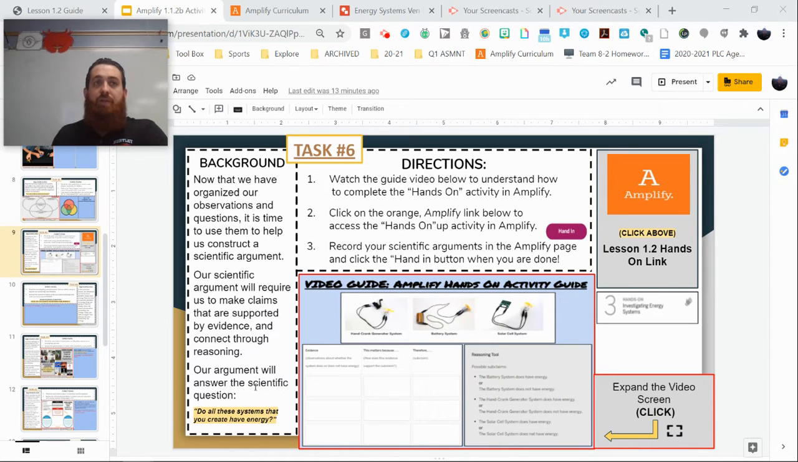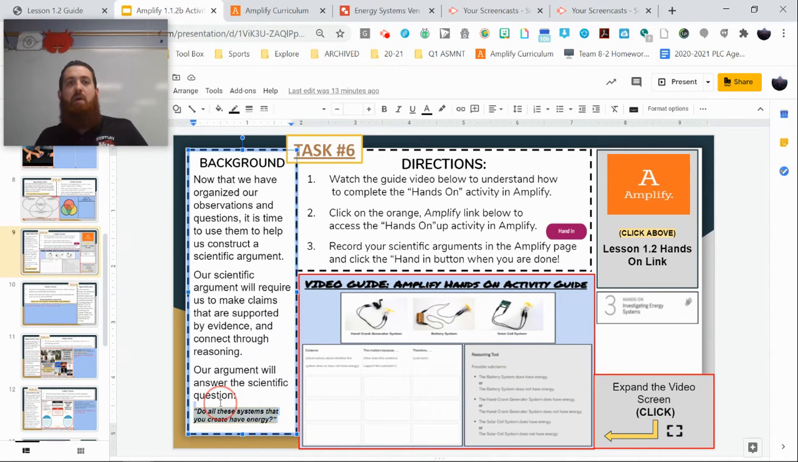Now, in order to do that, we're going to be creating a scientific argument using your evidence supported by strong reasoning to help come up with a final claim. Now, the claims that would answer this scientific question would be either all of our systems have energy or all of our systems don't have energy. That's a pretty big claim considering we have 3 different systems. So whenever we have complex arguments like that, we can use subclaims to help break down the larger claim and then use those subclaims to lead us in a direction: either yes, all of our systems have energy, or no, all of our systems don't have energy.